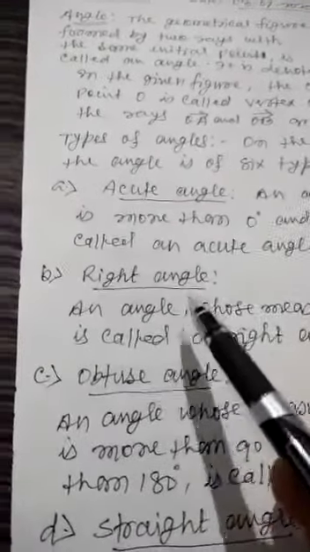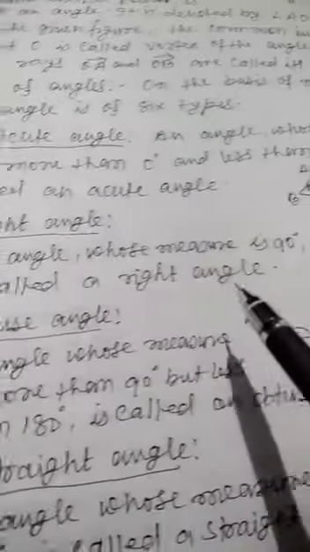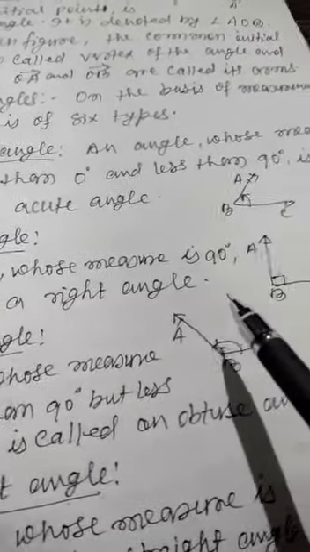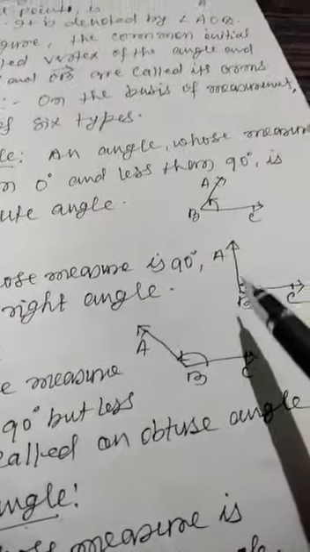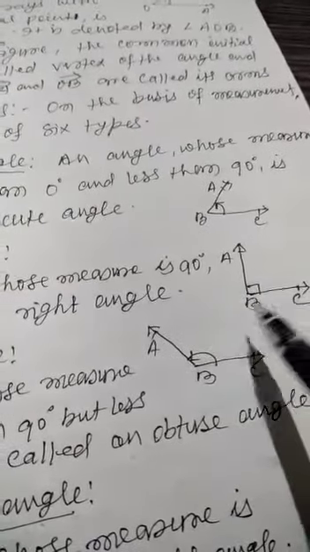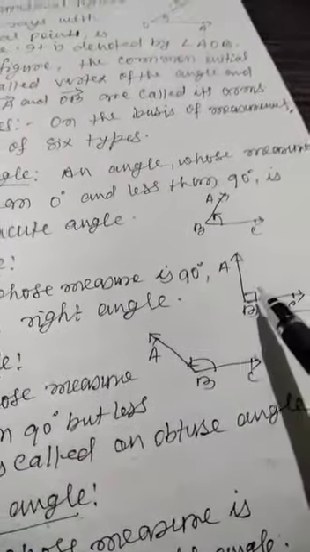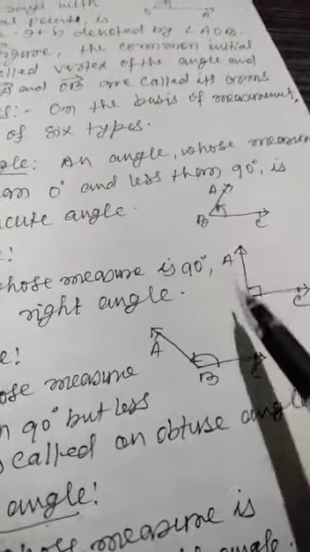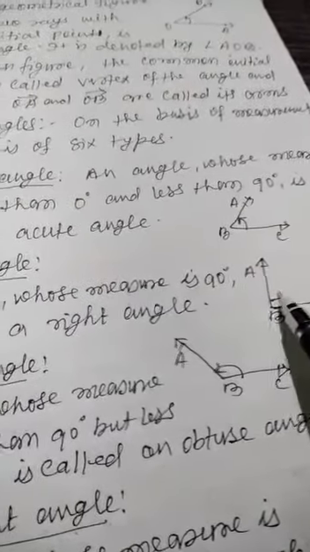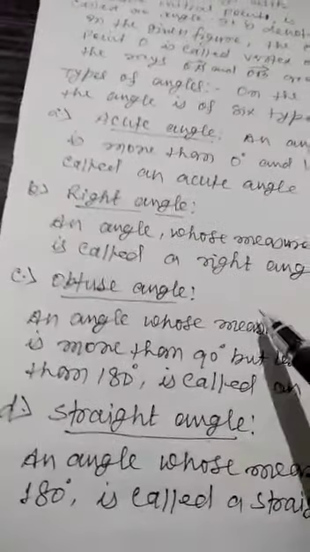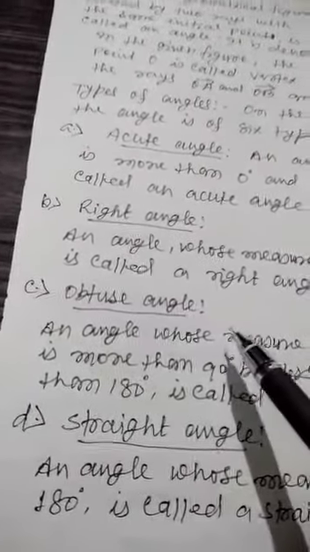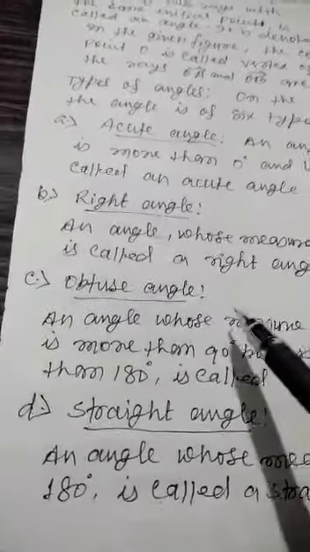Second, right angle. An angle whose measure is 90 degree is called a right angle. You see, rays BA and BC meet at point B such that the magnitude of this angle ABC is 90 degree. That's why we say it is a right angle. So all the right angles are equal because every right angle has the same measure, 90 degree.